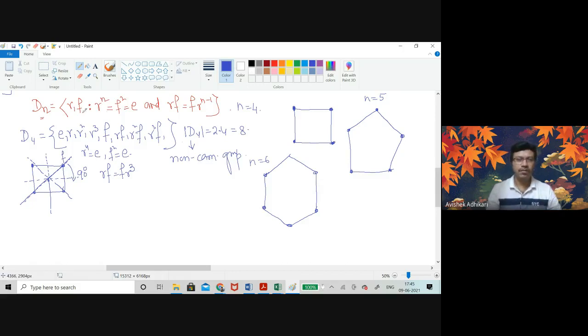So you can understand very well that this is not generated by a single element, but there should be at least 2 elements to generate this group. So basically they are the generators. Okay, so what is the order of Dn? The order of Dn is 2n. And if I tell you Dn is a non-commutative group, true or false?